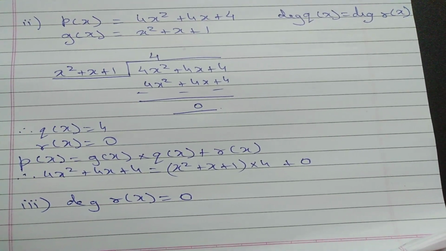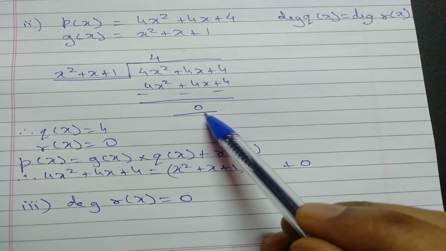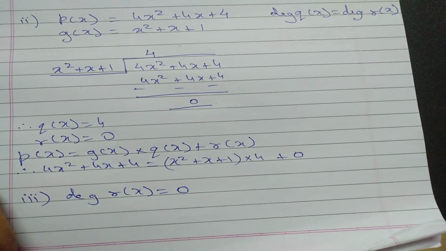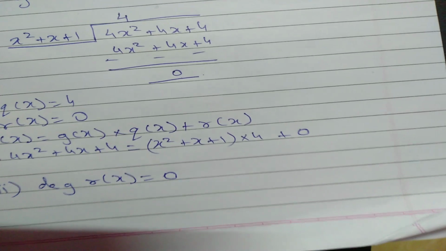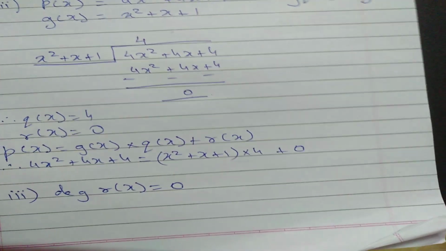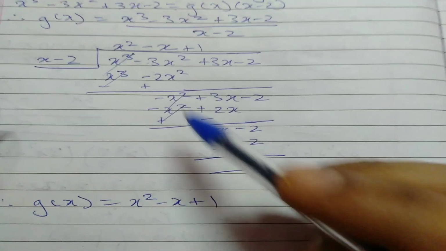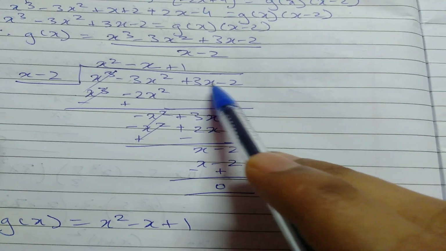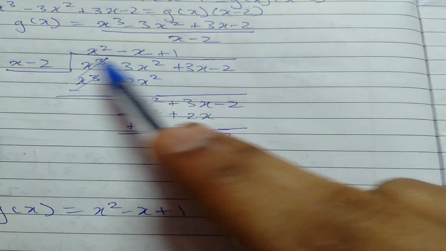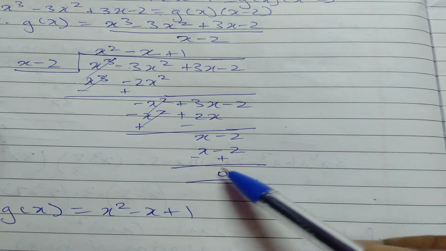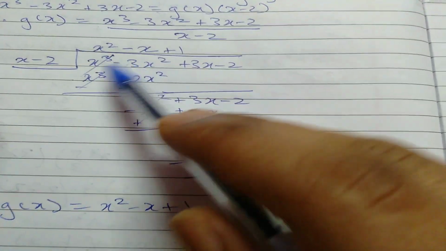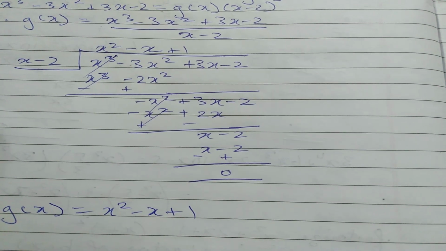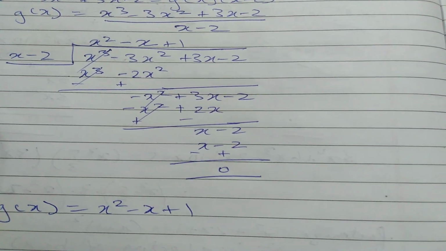The degree of r(x) will be 0. For this last question, you can take the same example we solved in question number 4, where the remainder was again 0. There, dividing x cubed minus 3x² plus 3x minus 2 by x minus 2 divides completely and you get remainder 0. So this is again an example where the remainder is 0, hence the degree of the remainder is also 0, and it satisfies the division algorithm.